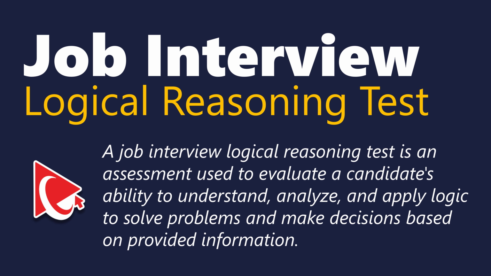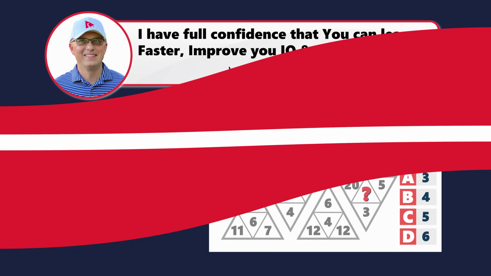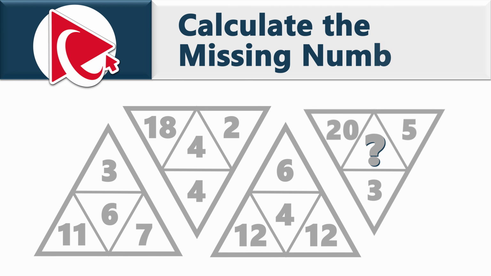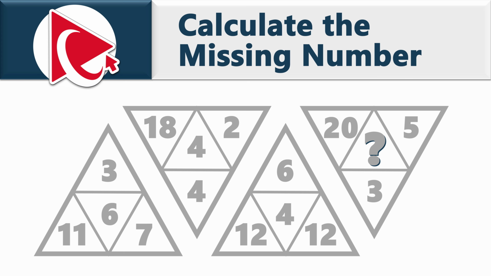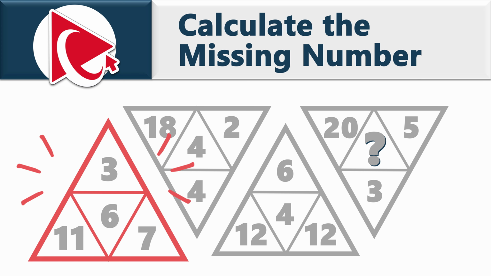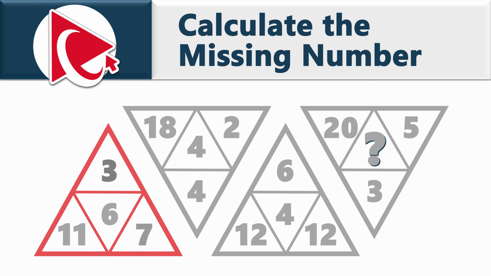If you focused on boosting your cognitive skills and analytical capabilities, this question is for you. You're presented with 4 triangles. Each triangle has 4 numbers inside. The first triangle has numbers 3, 7, 11, and then number 6 in the middle.